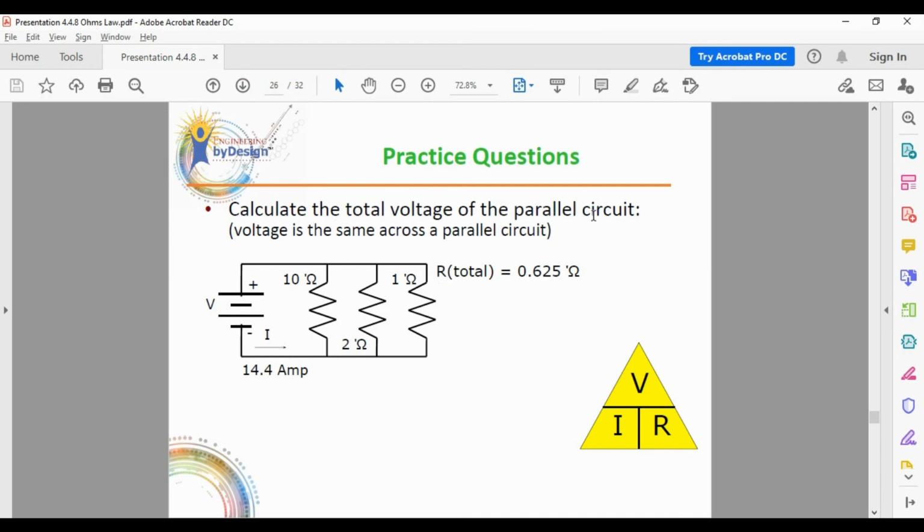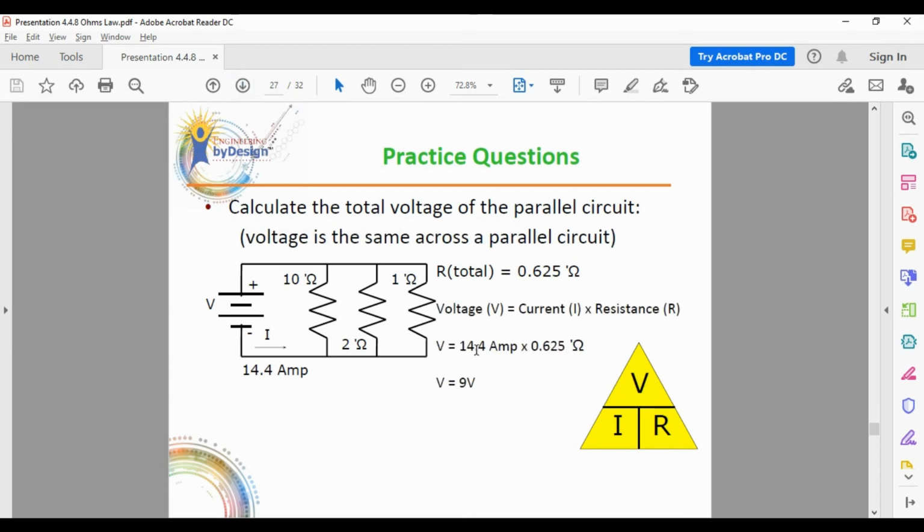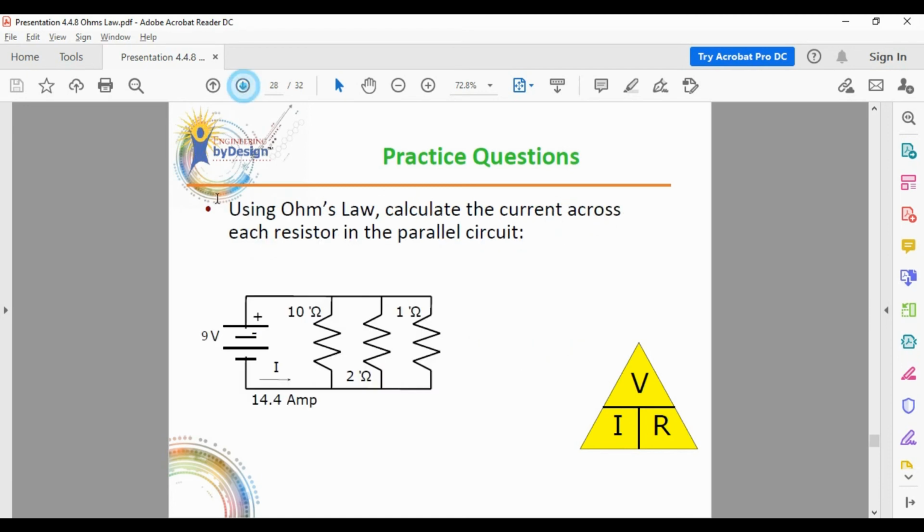Find the total voltage across this circuit. So voltage is just the amperage times the resistance, and when you multiply those across, you get 14.4 times 0.625 is 9 volts.